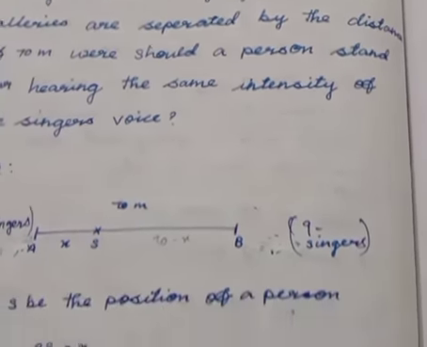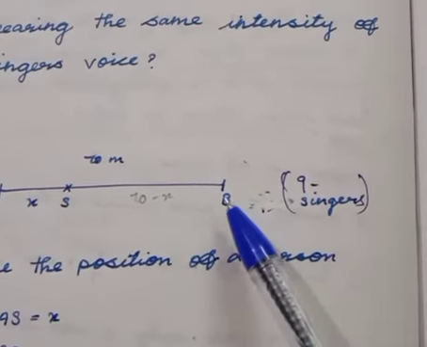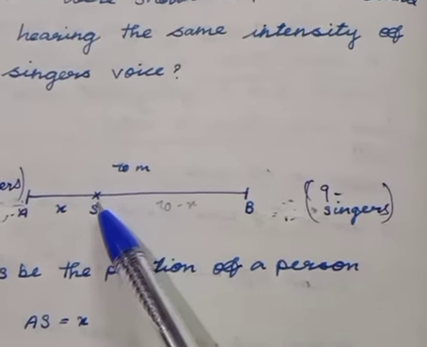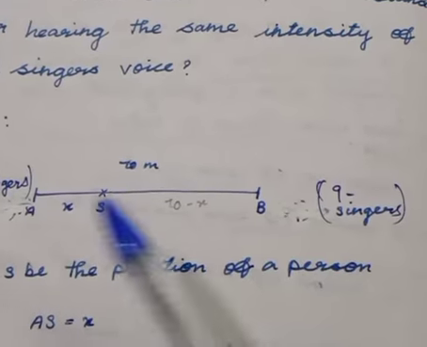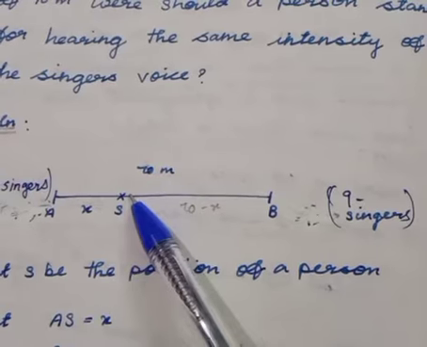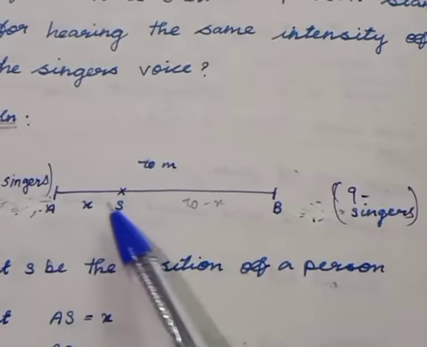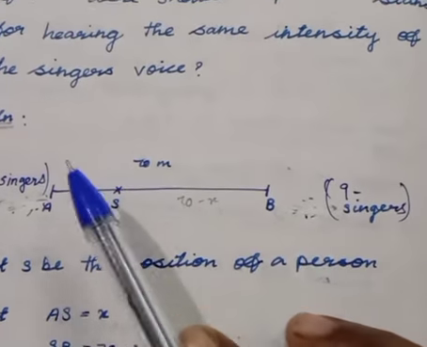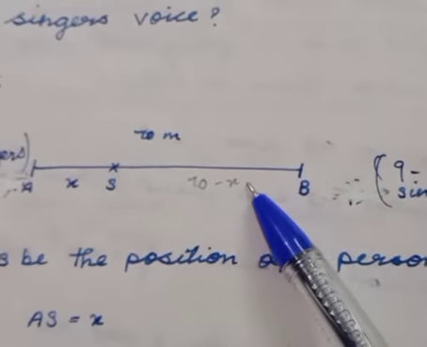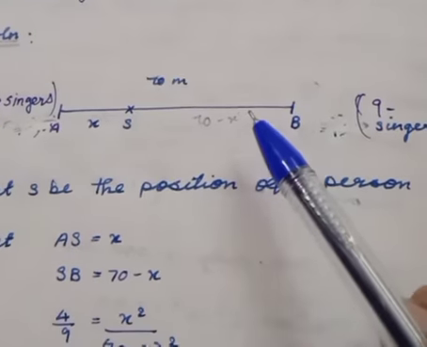So that is position A, and that is B. This is the position of a person. The 4 singers group is at A, the 9 singers group is at B. S is the position of a person. The distance between the first music group and the person is X. Total distance is 70, so from here to here, the distance is 70 minus X. So AS is equal to X, SB is equal to 70 minus X.